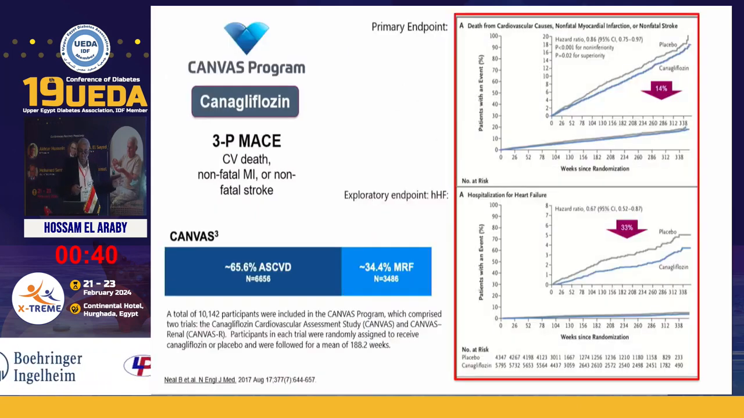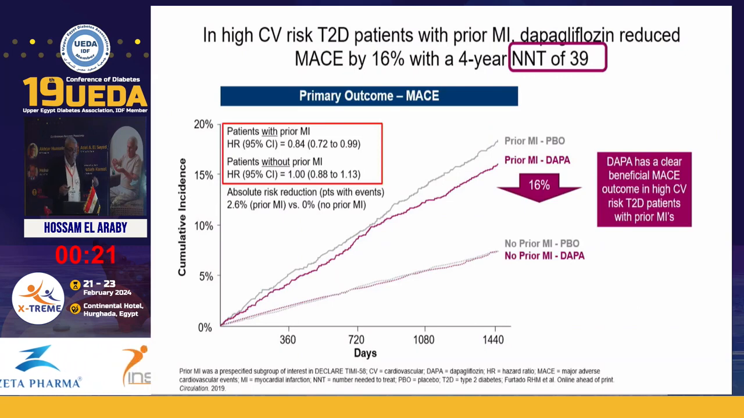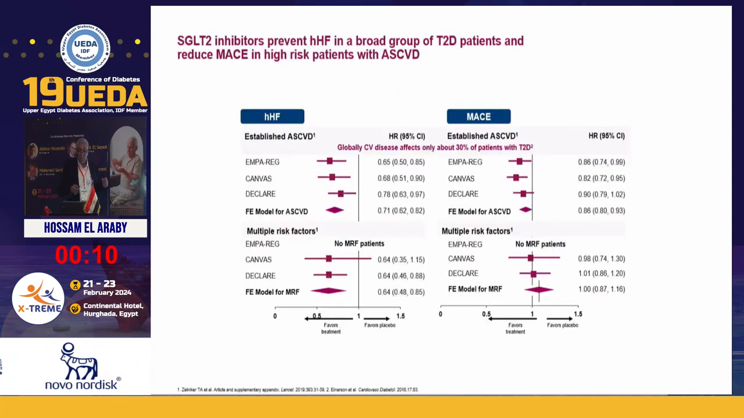with empagliflozin, and with canagliflozin, the same 3-point MACE was reduced and hospitalization for heart failure was reduced, while with dapagliflozin, which included about 60% of patients with just risk factors, the 3-point MACE failed to be significant, with a reduction of heart failure hospitalization by 17%. With subgroup analysis, those with prior myocardial infarction showed a significant reduction in the primary outcome. What about the cardiovascular protective effect?